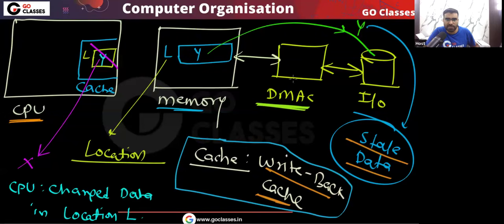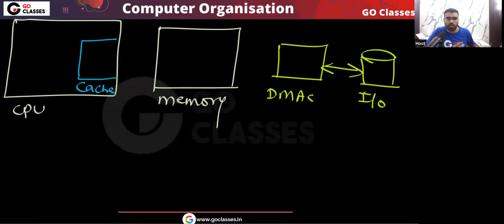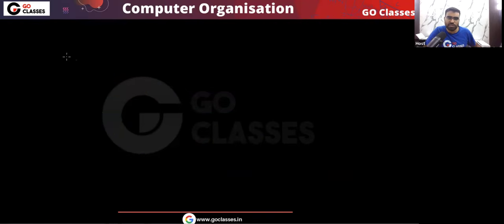You can see that if the DMA is transferring this location Y data to the IO device, then this is stale data. So this is the cache coherence problem. Please tell me, did you understand both the situations? There are two cases of cache coherence. Remember, cache coherence can be solved.